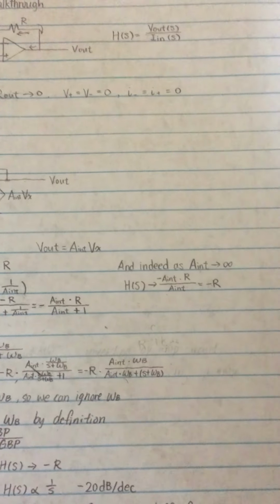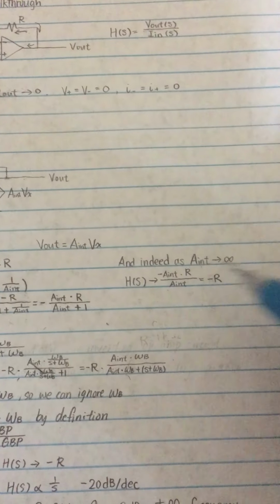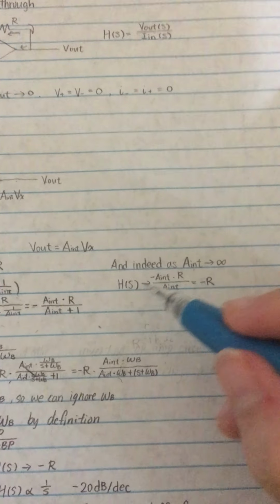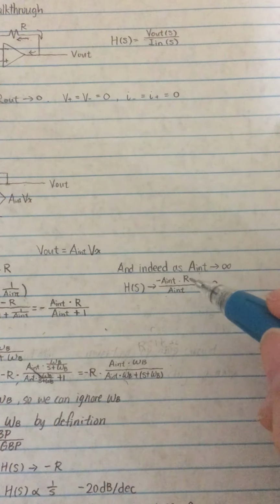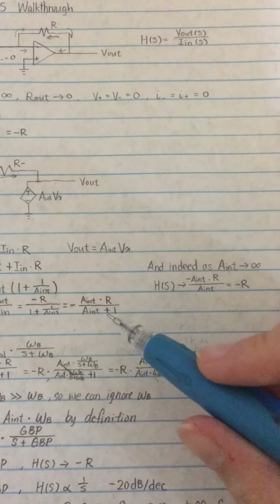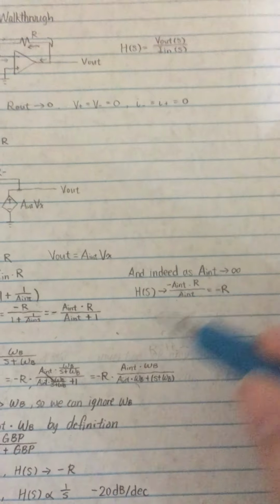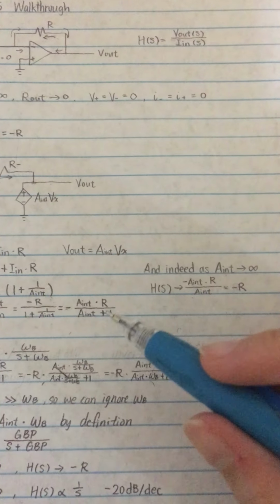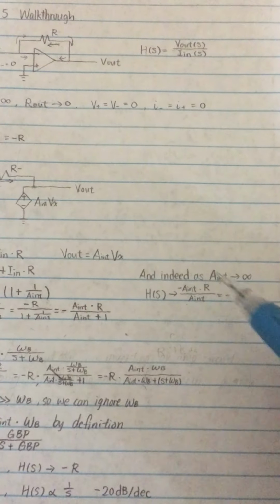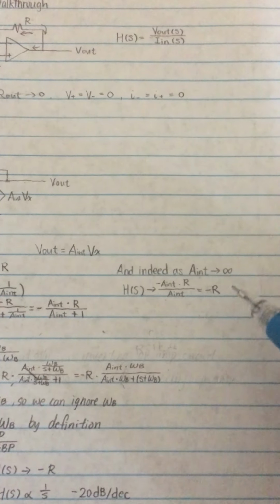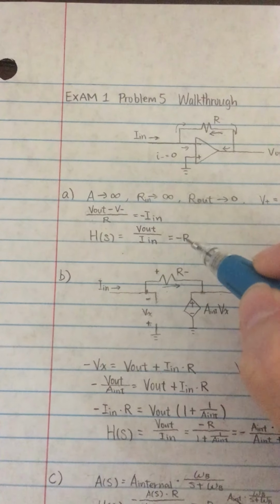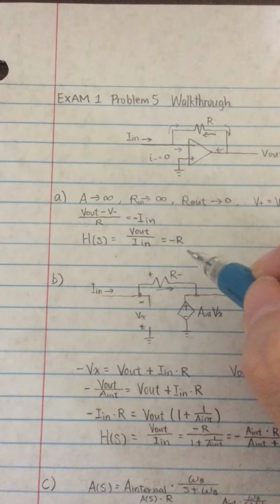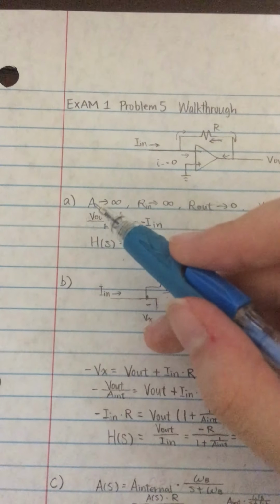So we take the internal gain, we take it to infinity, and we find out that HS actually goes to negative A in times R over A in, because we can ignore that one term because A in will be significantly larger than 1, so we can ignore it. And this term will evaluate to negative R, which is what we find the gain to be if the gain of the op-amp is infinity.